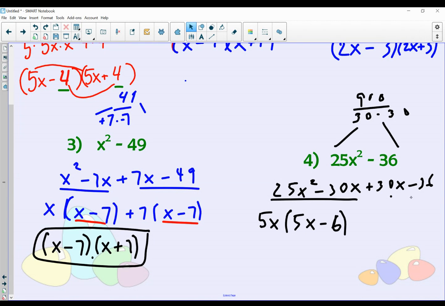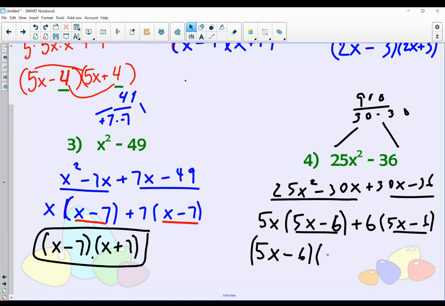And once again, over here, I'm looking at what do they have in common. 30 and 36 both have 6 in common. So I'm going to factor out a positive 6. And I'm left with 5x minus 6. And again, I see, oh, okay, cool, I have two matching terms. I factor that out, and it is the same as the ones up top, just a little bit longer way to do it. 5x minus 6 times 5x plus 6.